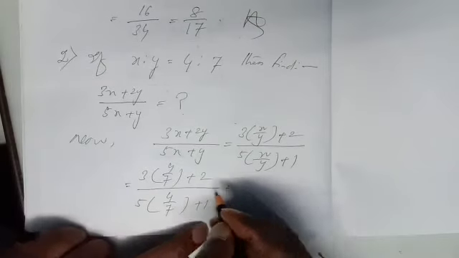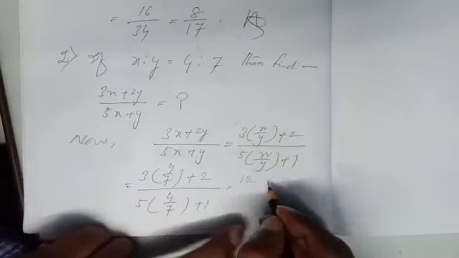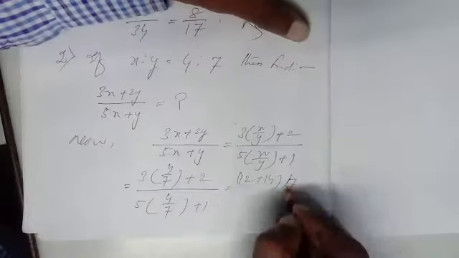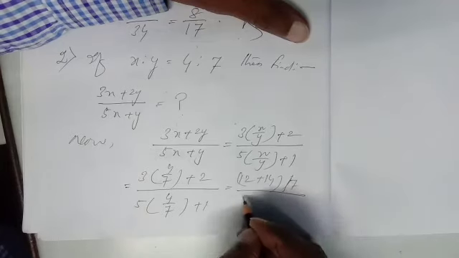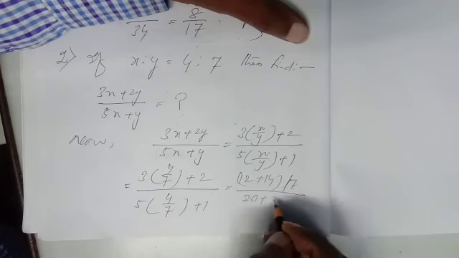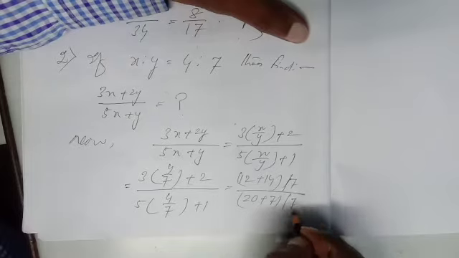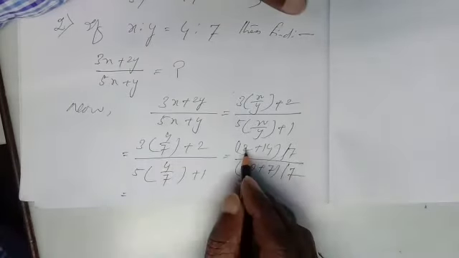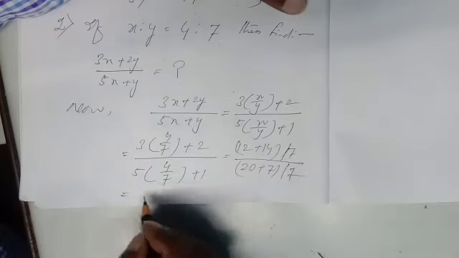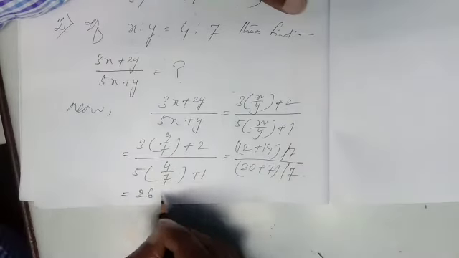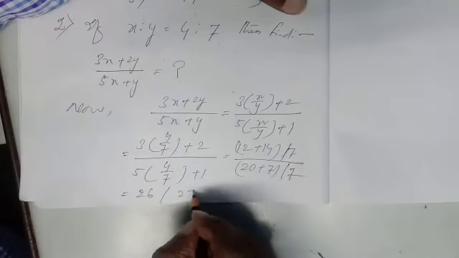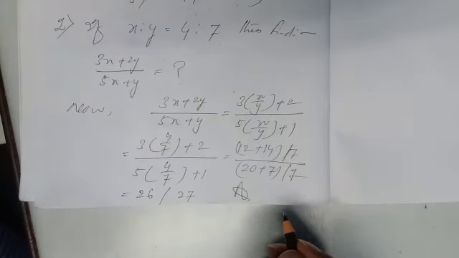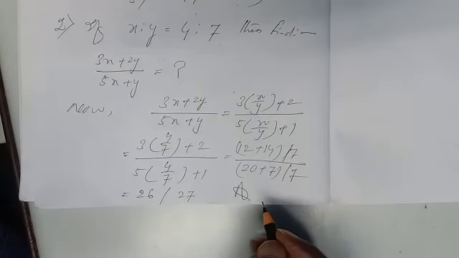Finally, what are you getting here? 4 3 is 12 plus 7 2 is 14 by 7, and here 5 4 is 20 plus 7 by 7. So the 7 will be cancelled out. 12 plus 14 is coming how much? 26 divided by 27. So what is the answer? 26 by 27 is the answer of question number 2. In this way, 2 questions I have completed. Let us go to the next number.